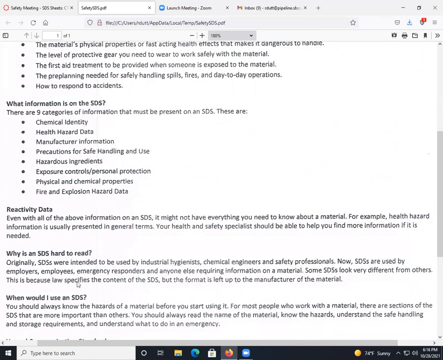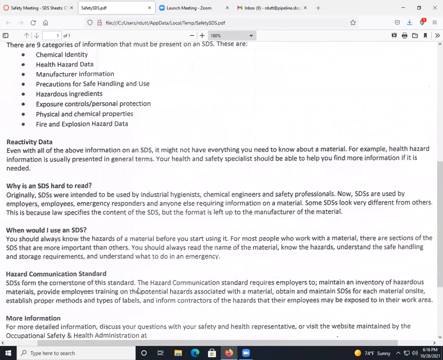This is because the law specifies how the content of the SDS, but the format is left up to the manufacturer of the material. So how he formats the information, how he presents the information on the SDS is up to the manufacturer. That's why they look a little bit different.